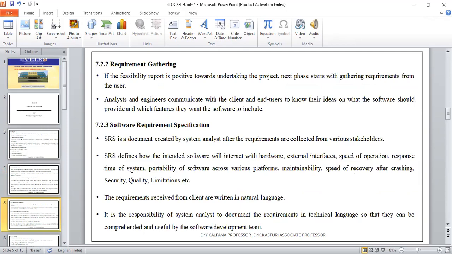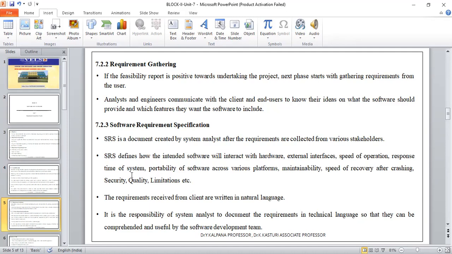Then comes the second step, requirement gathering. The first one is what? Feasibility study. After that, requirement gathering. If the feasibility report is positive, then the next step will proceed. Otherwise, it will be stopped at the first step itself. If the study finds the project is not feasible, they will not take it to the second step. They will not move to requirement gathering. They will withdraw the project.